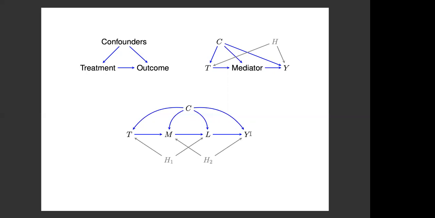The nice thing about it is that if you draw your story in the form of a graph, the algorithm is just going to tell you if the effect is identified or not. And if it is identified, it's going to spit out an identifying function of the observed data without relying on any parametric assumptions about your data generating process. That's why it's called non-parametric identification.